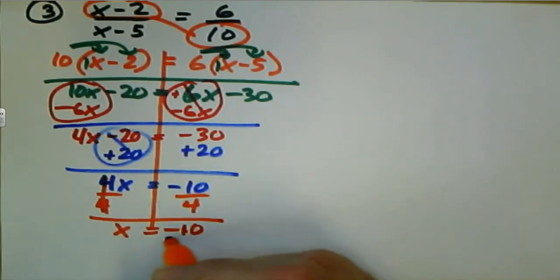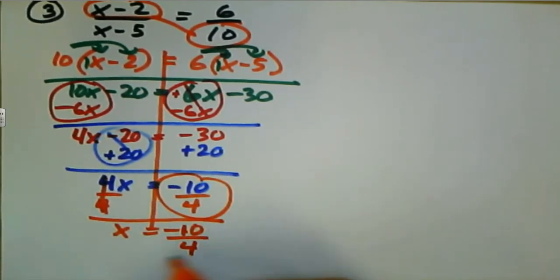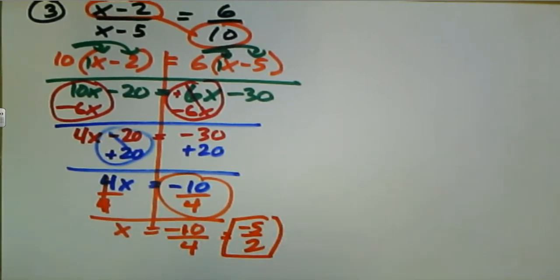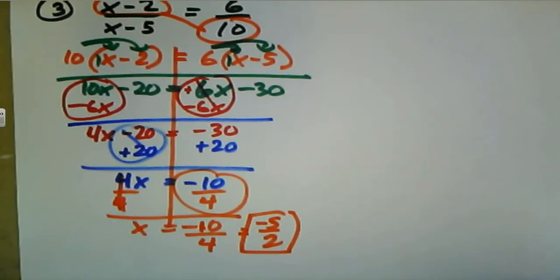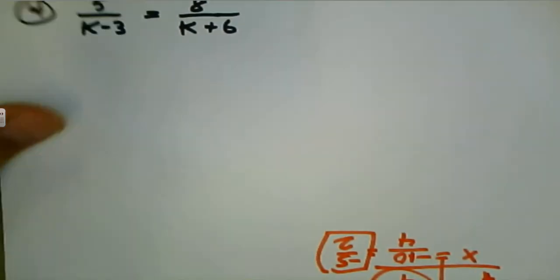Negative 10 over 4, but when we reduce that, what does it come out to be? What's it come out to be? Negative 5 over 2. That's our answer. If you were using a regular calculator, it would come out to be what? Negative 2.5. So there you go. I'll have these if you need them, if you fall behind.